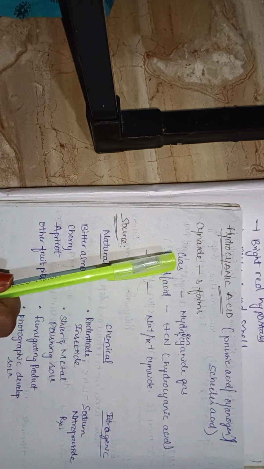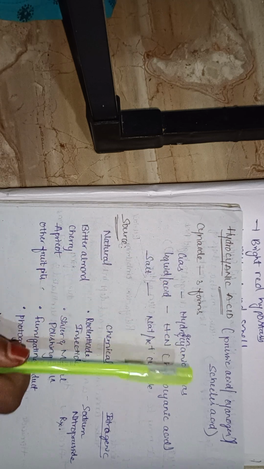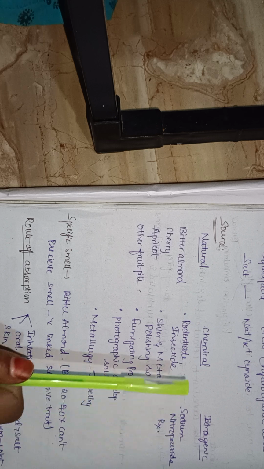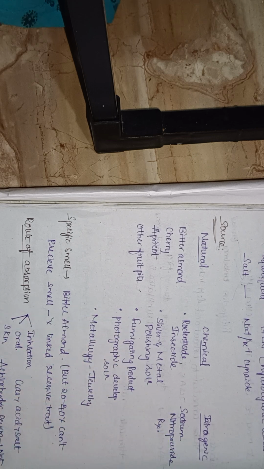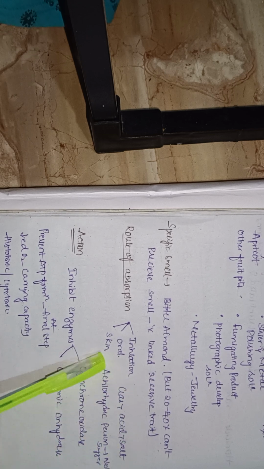Please concentrate. Hydrogen cyanide is also called prussic acid, Scheele's acid, and cyanogen. Cyanide has three forms: gas, liquid, and salt. Gas is hydrogen cyanide, liquid is hydrocyanic acid, and salts are sodium and potassium cyanide. Sources are natural, chemical, and heterogenic. Natural sources are bitter almond, cherry, apricot, and other fruit kernels. Chemical sources are rodenticides, insecticides, metallurgy like photographic development solution in silver and metal polishing solution, and fumigating products. Heterogenic is sodium nitroprusside. The specific smell is bitter almond; 20 to 40% cannot perceive the smell because of an X-linked recessive trait. Routes of absorption are inhalation, oral, and skin. Most rapidly absorbed is gas, then acid, then salt. Achlorhydric persons will not suffer these cyanide symptoms.